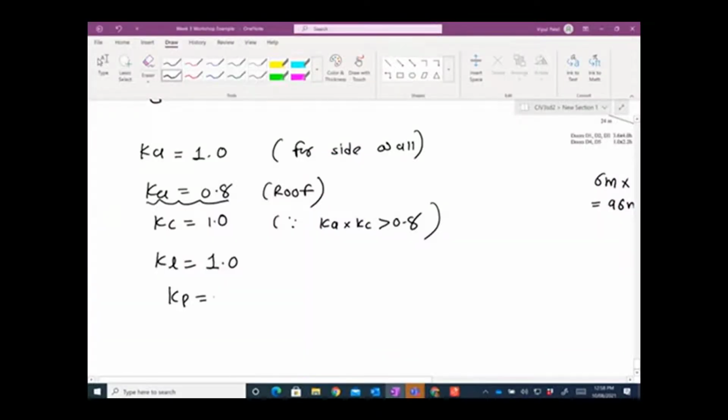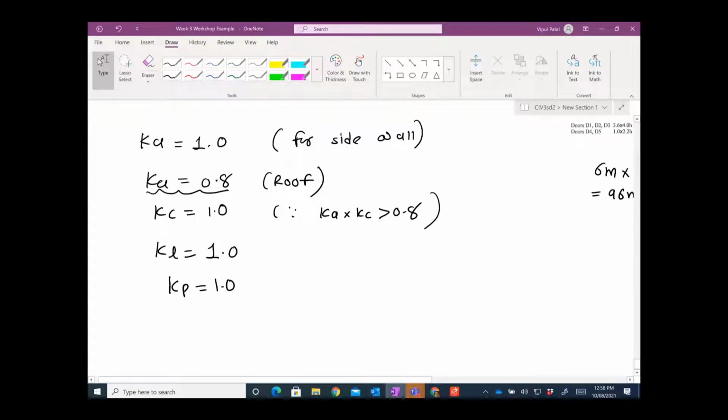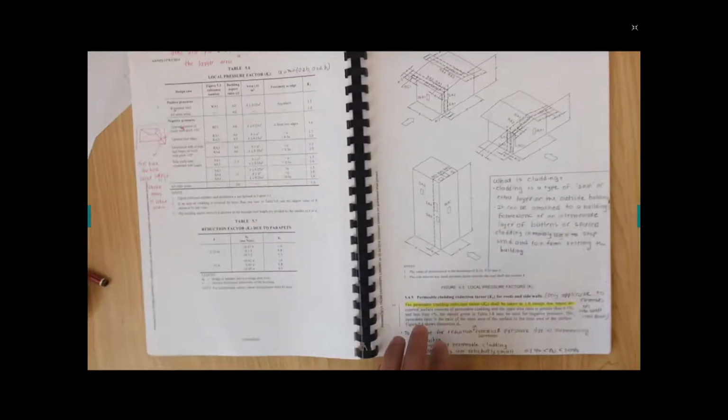Kp equal to 1. So now we are good to go to calculate the external pressures for all the walls. So let's calculate the external pressures of the walls. Now the KL, that's the permeable cladding reduction factor, shall be taken as 1 except where an external surface consists of permeable cladding and the open area ratio is greater than 0.1 or less than 1, and the value given in Table 5 may be used for negative pressures.